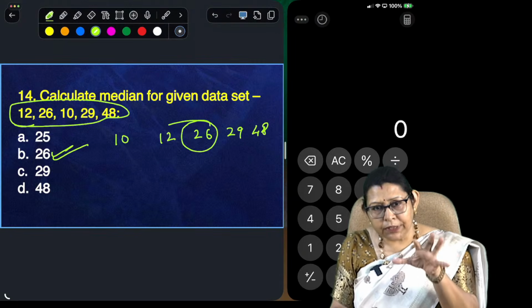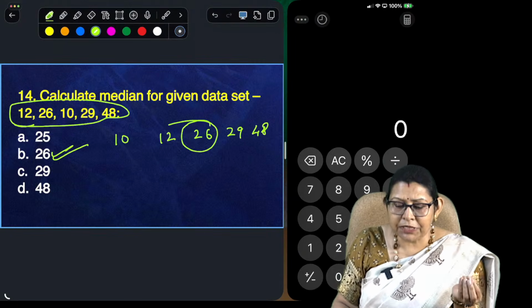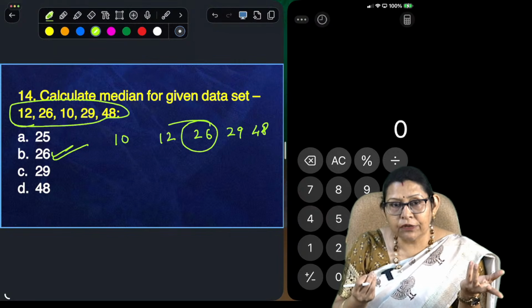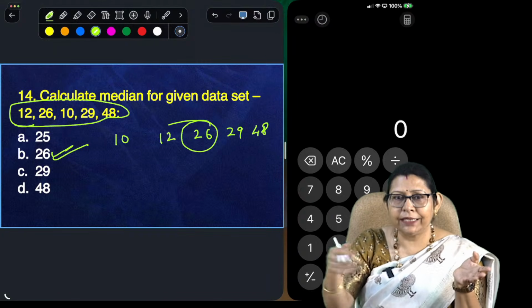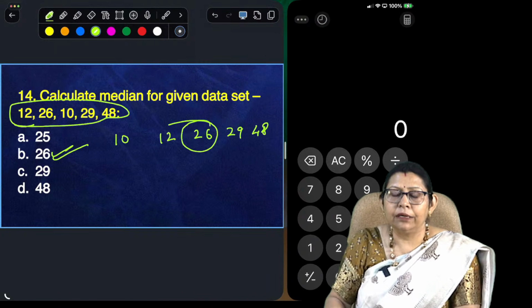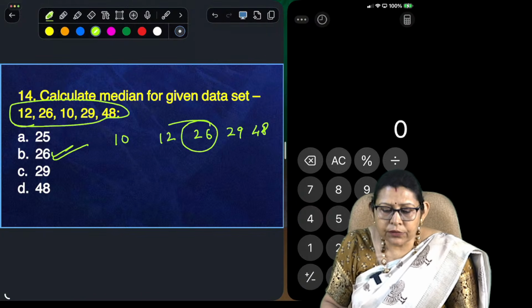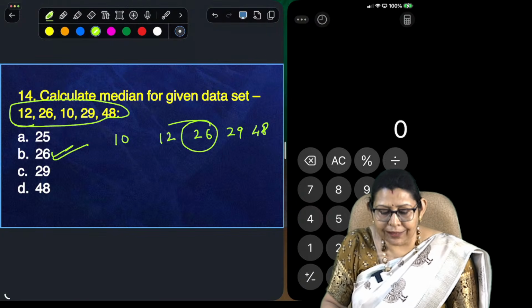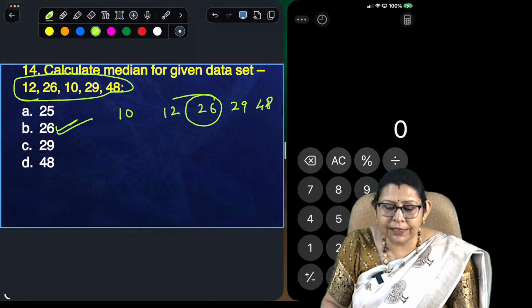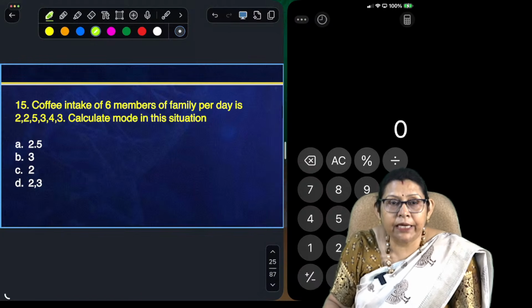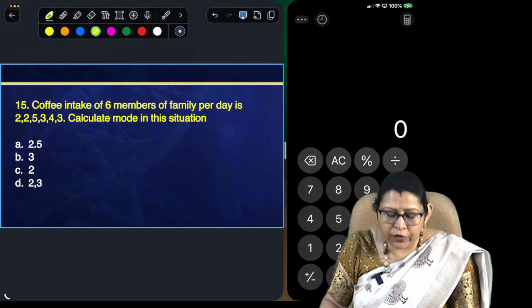Okay, so here you have to understand the definition of the median: you have to arrange in ascending or descending order, and the middle one is your median value. Now, yes, you all are answering quite correct, that is option B, 26 is your median. Now, coffee intake of 6 members of the family per day is 2, 2, 5, 3, 4, 3.